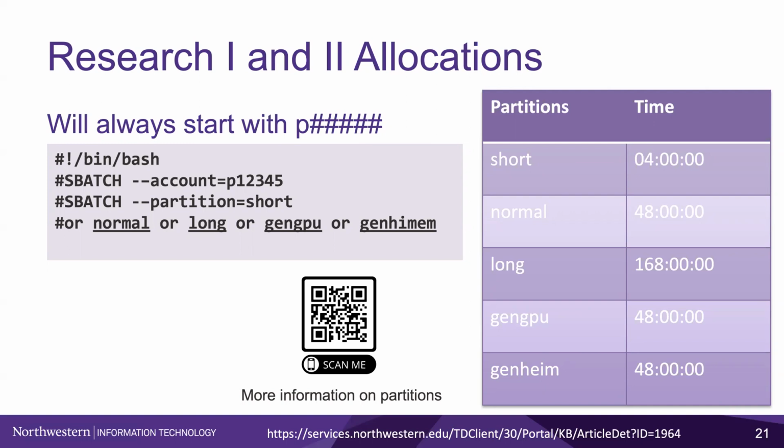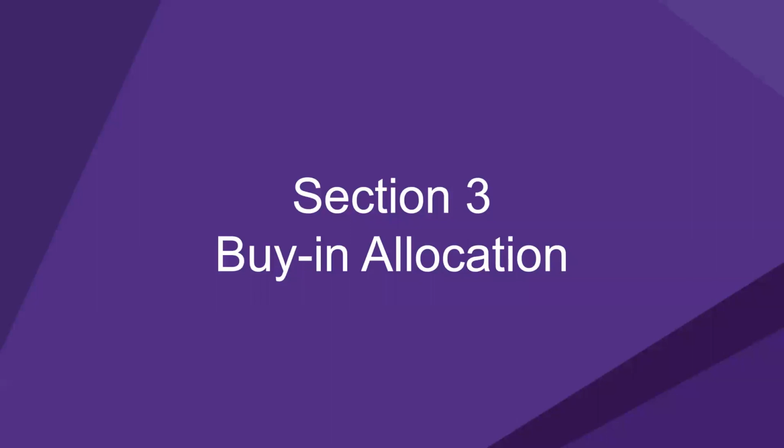And that wraps up general access allocations. So we're now going to focus on purchasing resources for buy-in allocations and then classroom or workshop allocations. So if your research requires a significant amount of computation or more than 2 terabytes of storage, you can also purchase your compute nodes, storage, or both on Quest.